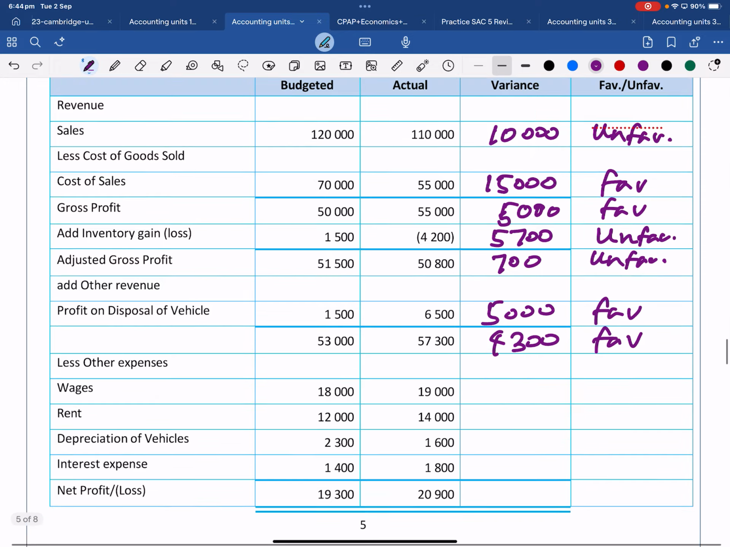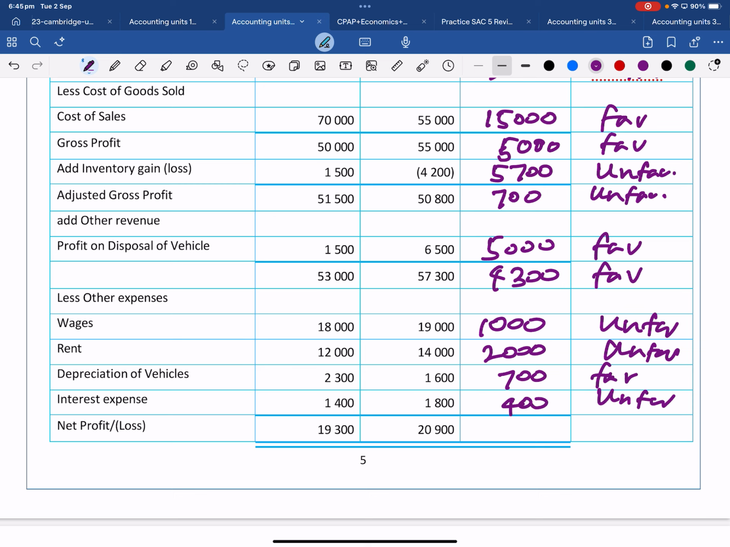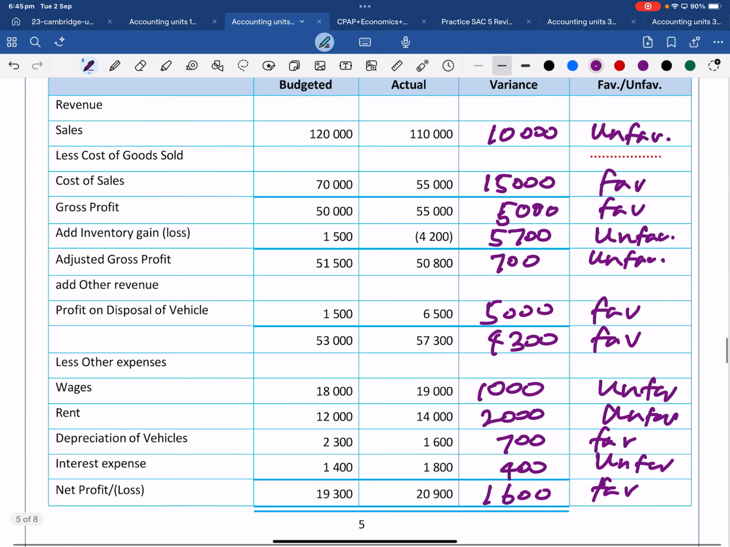Favorable. Right. Wages, 1,000. Unfavorable. Rent, unfavorable. Then 700. Favorable. Interest, 400. Unfavorable. Net profit, 1,600. Favorable. Wonderful. Okay, this one, part C.